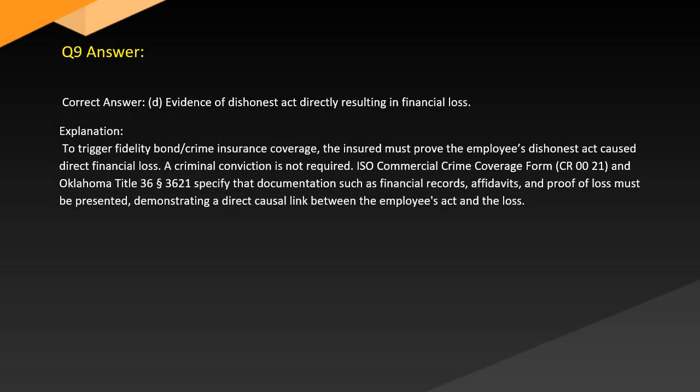Answer. Correct answer, D. Evidence of dishonest act directly resulting in financial loss. Explanation: to trigger fidelity bond crime insurance coverage, the insured must prove the employee's dishonest act caused direct financial loss. Criminal conviction is not required. ISO Commercial Crime Coverage Form CR 00 21 and Oklahoma Title 36 § 3621 specify that documentation such as financial records, affidavits, and proof of loss must be presented, demonstrating a direct causal link between the employee's act and the loss.